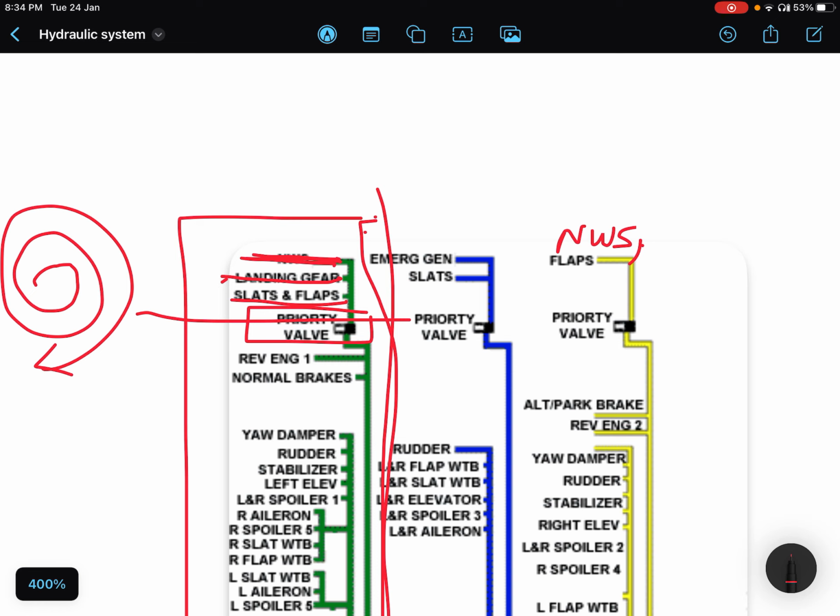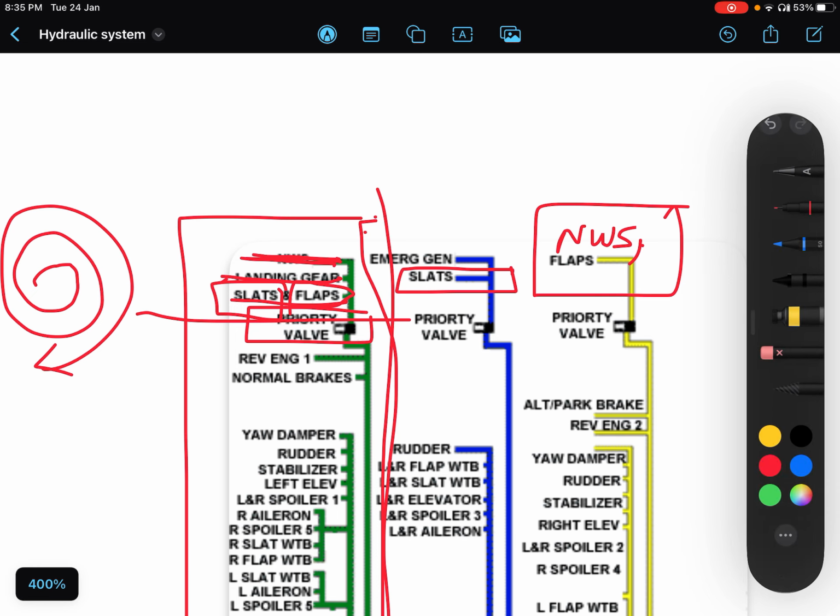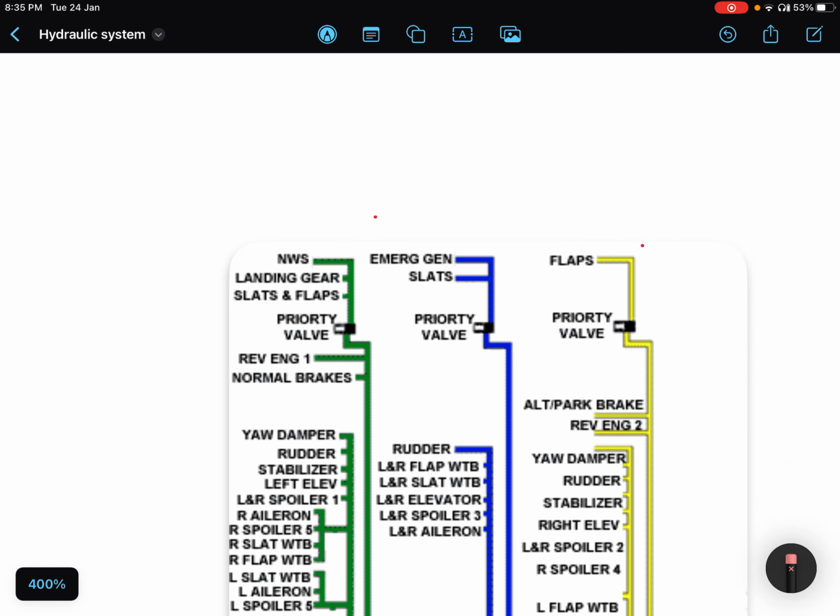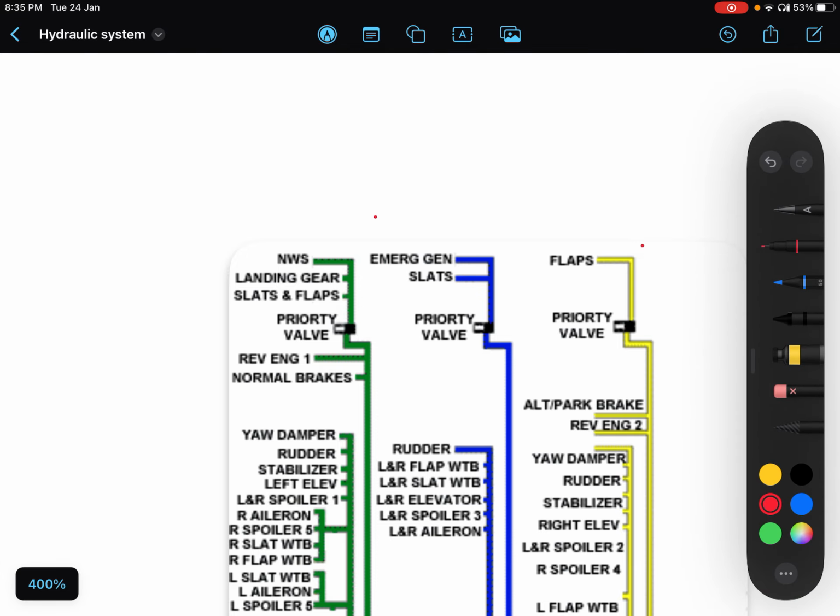So you can use landing gears easily. Same with flaps and slats. Flaps are also getting powered from the yellow system, and slats are also getting hydraulic power from the blue system, right? So it's a fail safe, these are the fail safe users you can use even after cutting the power from the systems. I hope it's clear. Now priority valves are clear, I hope.